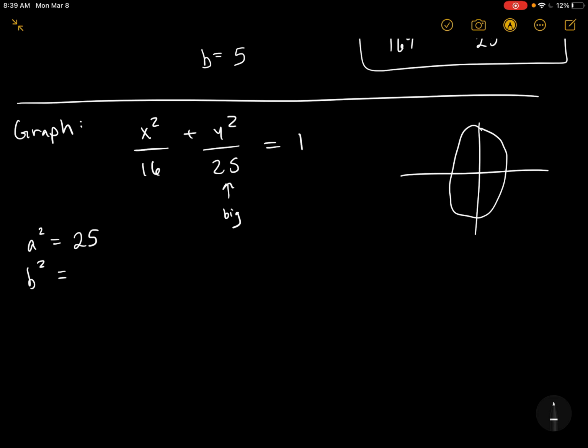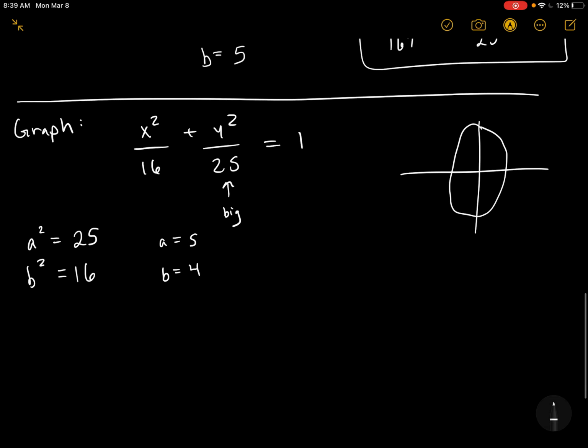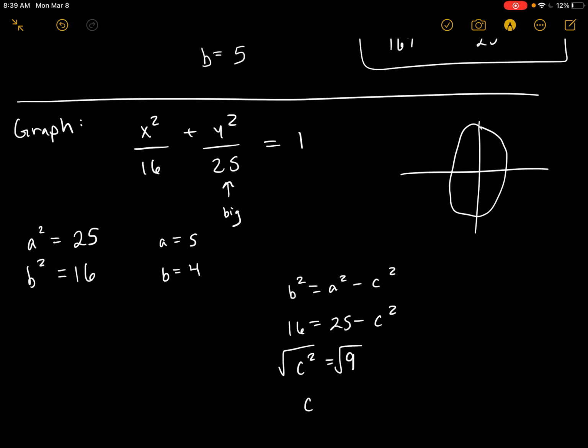All right, so we have a squared equals 25. We have b squared equals 16. So we know that we take the root of those, a equals 5 and b equals 4. So now we need to find our c value. So b squared equals a squared minus c squared. So let's see, 16 equals 25 minus c squared. Or we can rearrange these terms. So c squared equals 9. When we subtract 16 and 25, take our root. In this case, c equals 3.